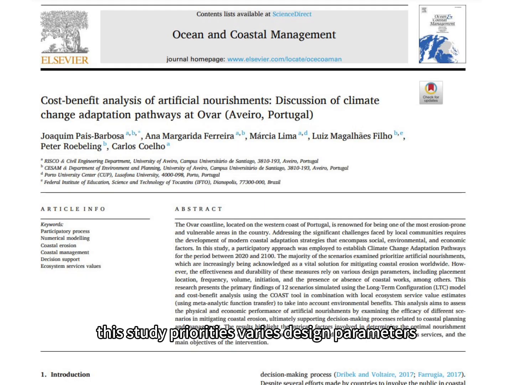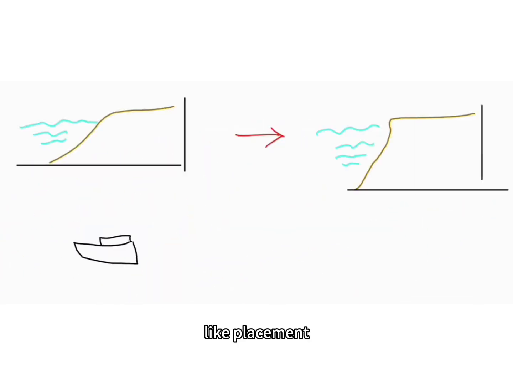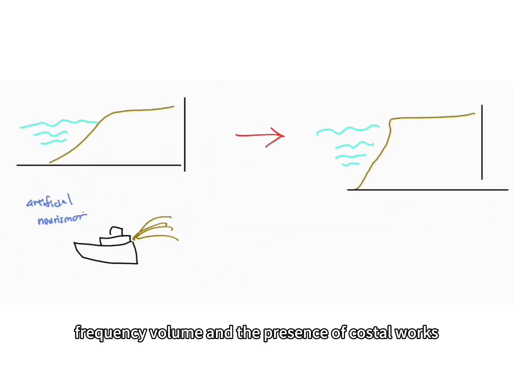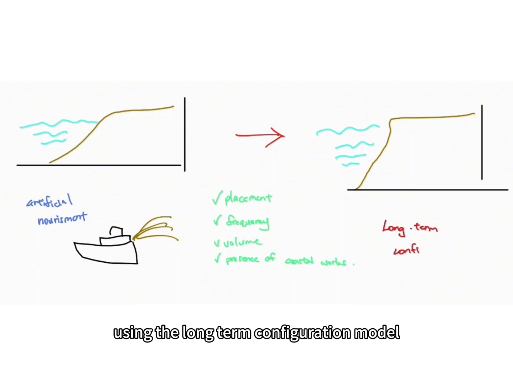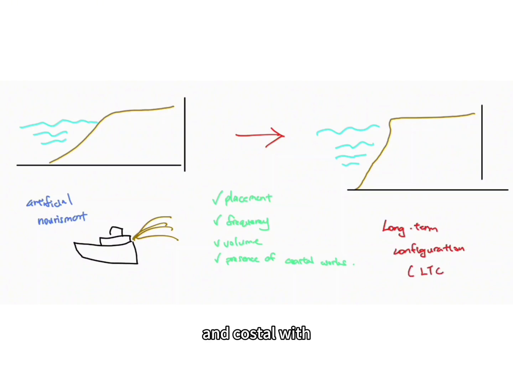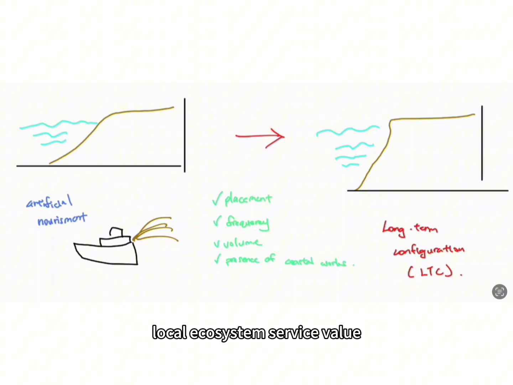This study prioritized various design parameters for artificial nourishments like placement, frequency, volume, and the presence of coastal roads. The research assesses 12 scenarios using the long-term configuration model and coastal model with local ecosystem service value estimates to evaluate the physical and economic performance and the environmental benefits.